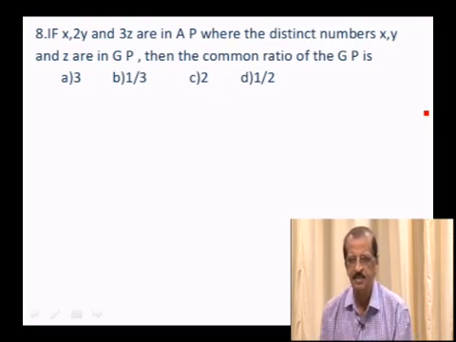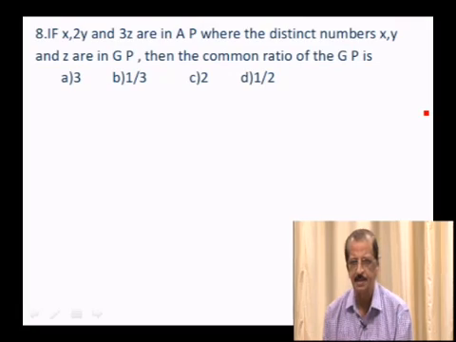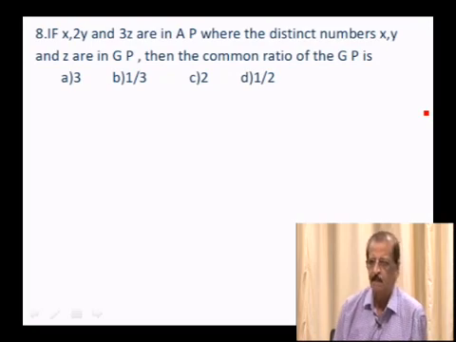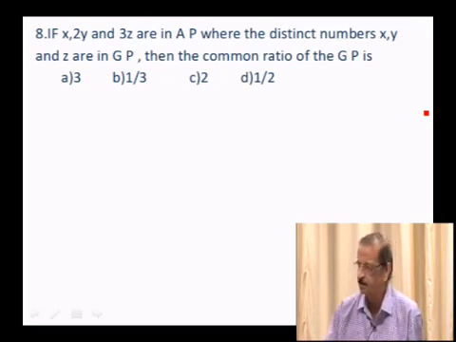If x, 2y and 3z are in AP, where the distinct numbers x, y, z are in GP, then the common ratio of the GP is: a) 3, b) 1/3, c) 2, d) 1/2. Of course, here you have to use both the AP and GP concept.